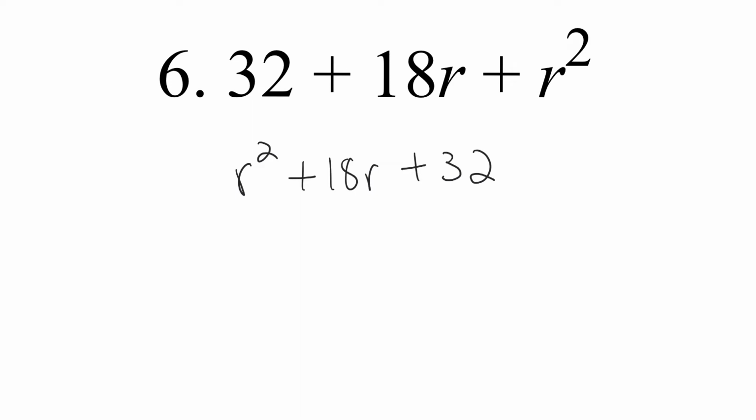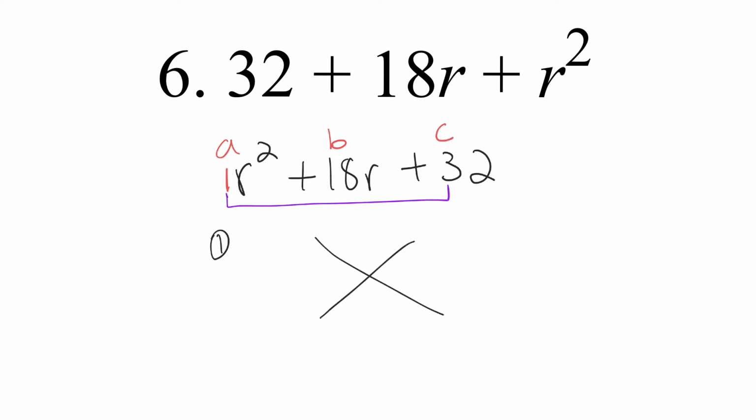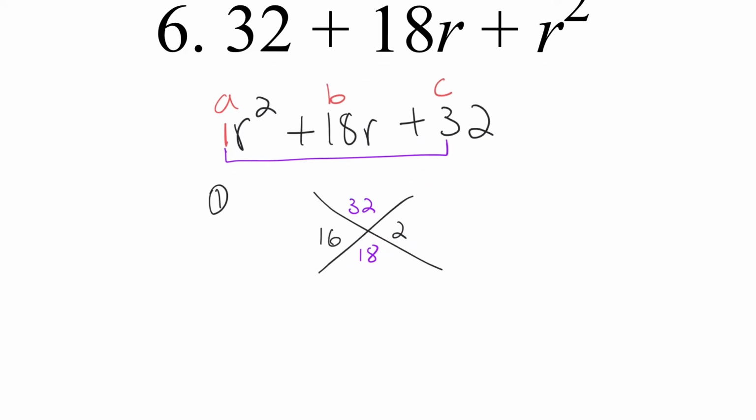Now we do have a, b, and c. So a is the first term, b is the one in the middle, and c is the last term. So we can use the x diagram. You guys multiply a times c, that's 32. B is 18. You guys find two numbers that multiply to 32 and add up to 18. I'm thinking about 16 times 2. So you guys can check. 16 times 2, 32. And 16 plus 2, 18. It works. So now we go to the second step.